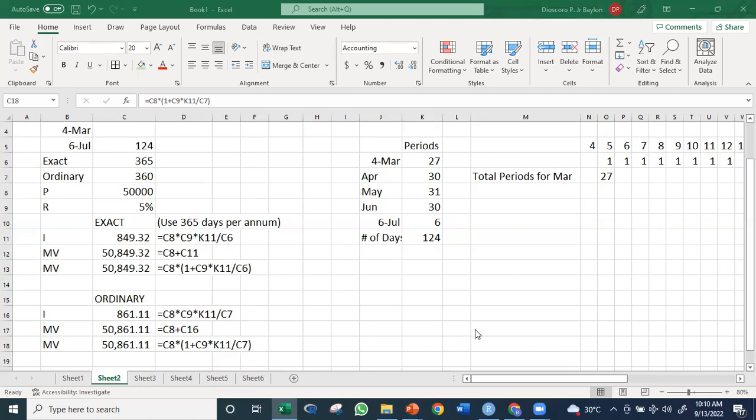Okay, so everyone, please kindly chat if we're okay. Clear ba tayo so far? Are we clear with the computation for exact interest, ordinary interest? Okay, feedback, please. I would appreciate your feedback. Thank you. Please tell me if I'm going too fast. Sometimes I might forget that I'm going too fast. Okay, good. Thank you so much.